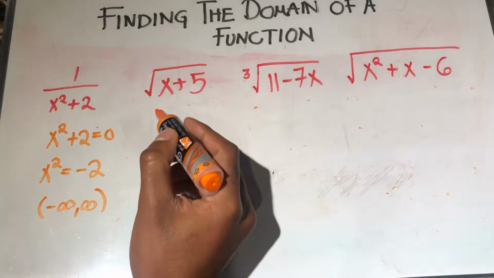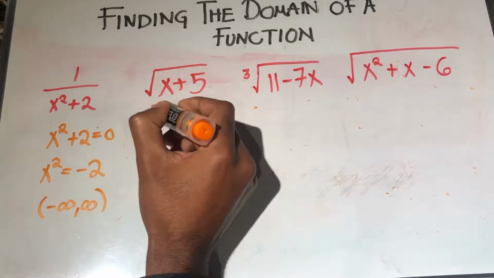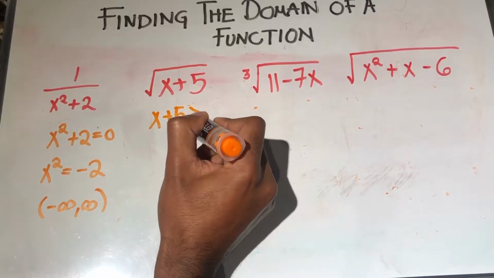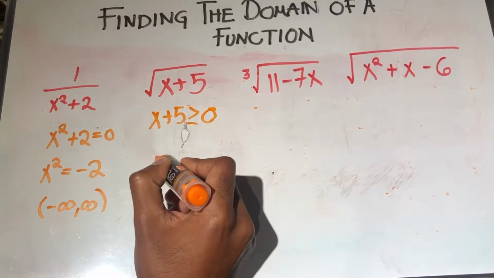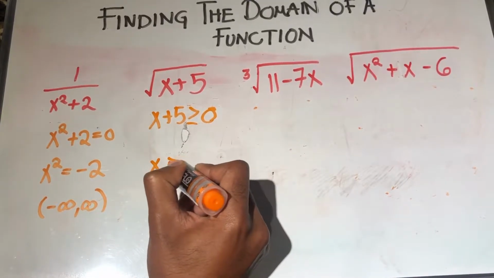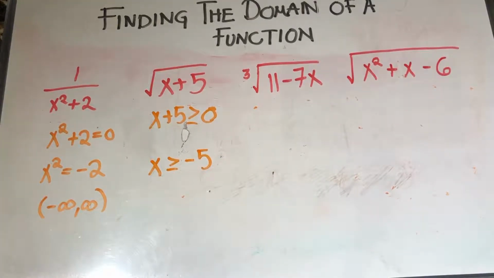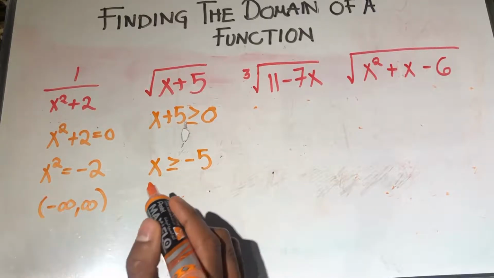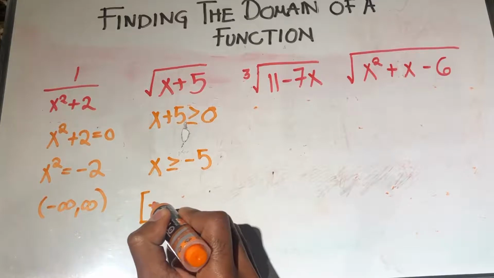So in our first example here, we have x plus 5. So x plus 5 is greater than or equal to 0. And then subtracting 5 from each side, we're going to get x is greater than or equal to negative 5. So in interval notation, this is going to look like this.